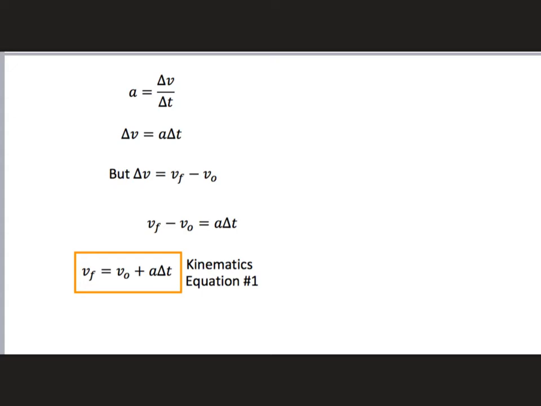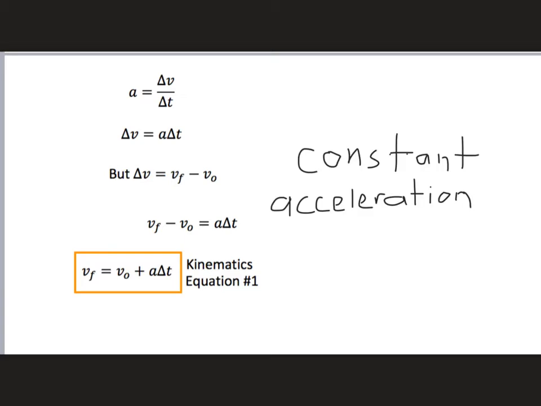Now, before we go on, I want to remind you of our fundamental assumption. Our fundamental assumption is that the acceleration is constant. This equation does not work if the acceleration is changing with time. But if the acceleration is some constant value, 10 or 14 or 22 or minus 7 or whatever it is, but some constant value, then this equation holds. The final velocity is equal to the initial velocity plus the acceleration times the change in time. And that is kinematics equation number 1.